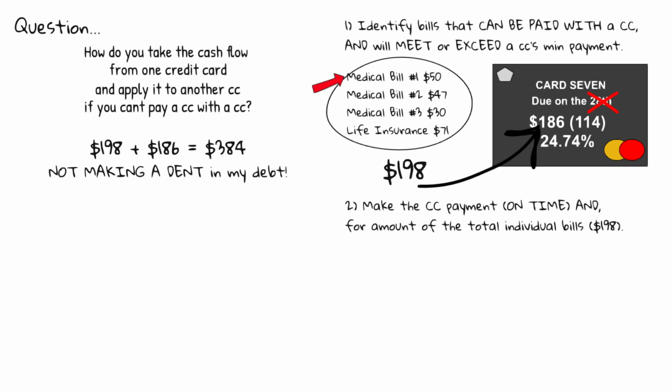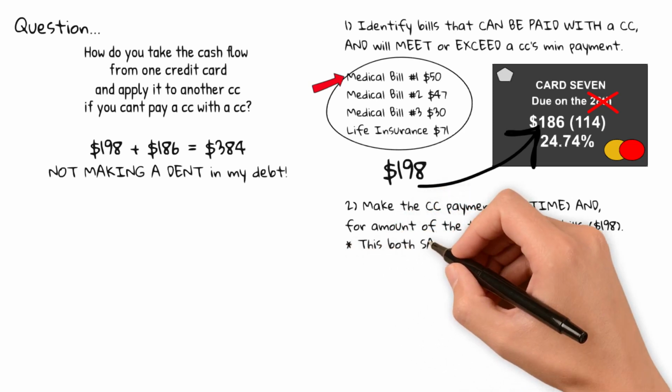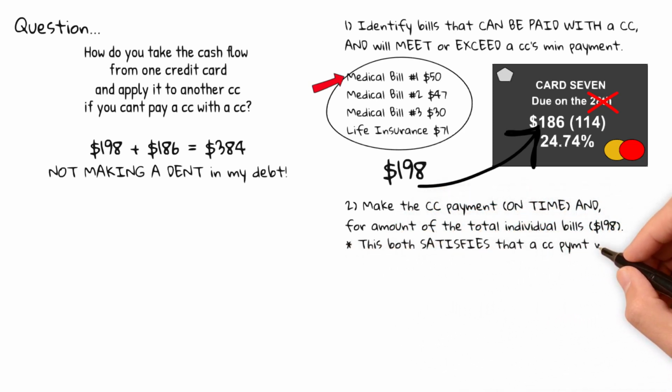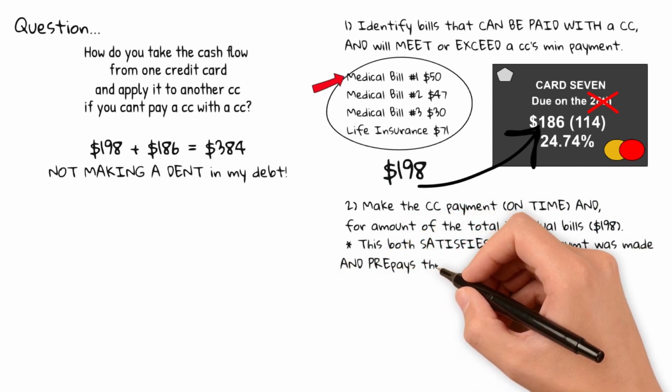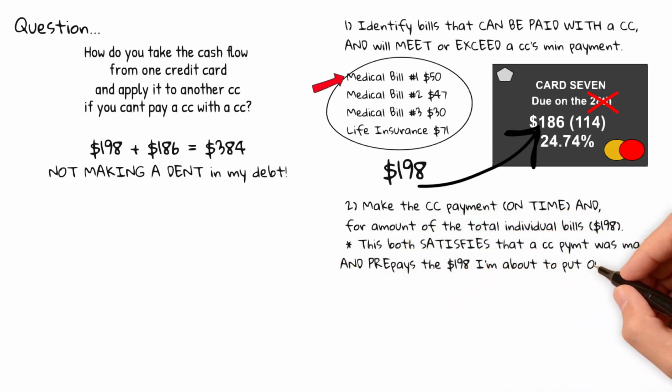Okay, so the credit card payment is made, right? They don't care if I make the $186 or if I make $198, as long as I make the minimum payment on my credit card. That's all the credit card company cares about. So in this one move, I have satisfied the credit card payment and I have prepaid for the $198 in bills that I'm about to put right back on that card.